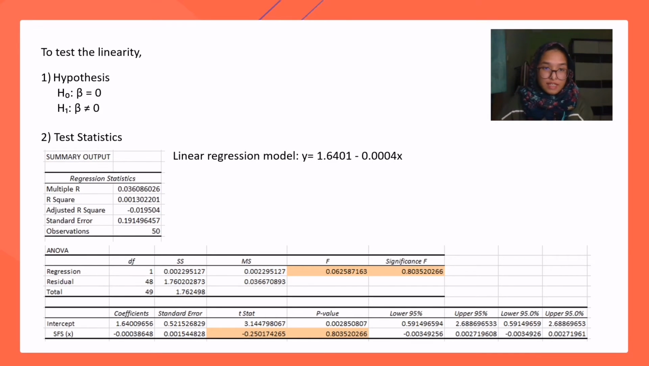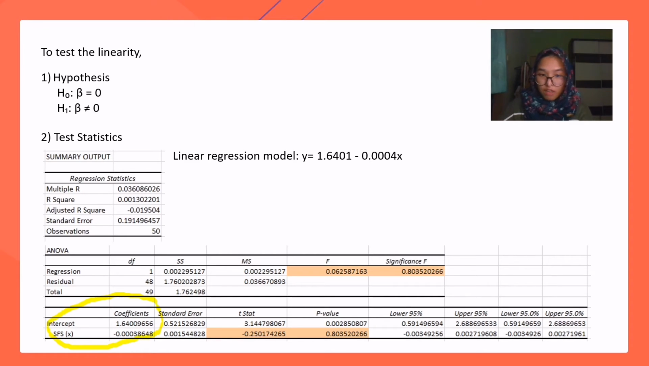For the linearity test, first we have to come up with a hypothesis. H null is beta equals to 0, H alternative is beta not equal to 0. And from the test statistic that I got from the Excel, which is the summary output, there is quite a lot of information that we got here. So we can form a linear regression model, which is y equals to 1.6401 minus 0.0004x. I got this information from this part.